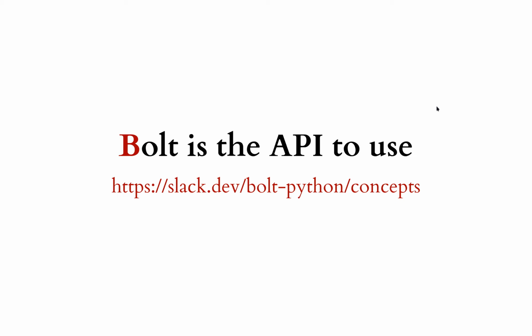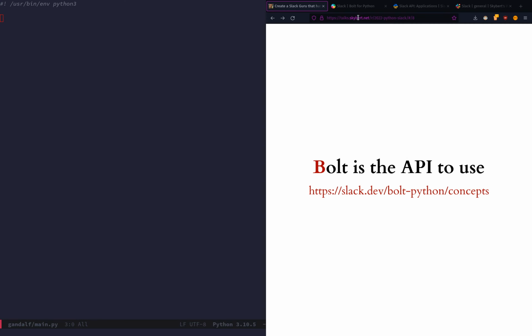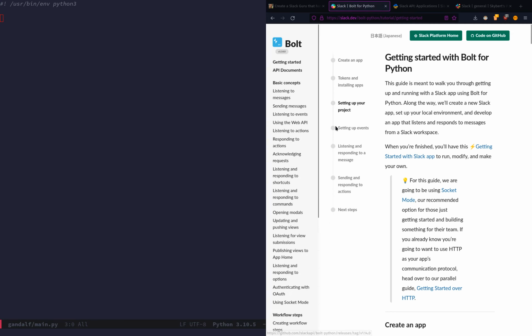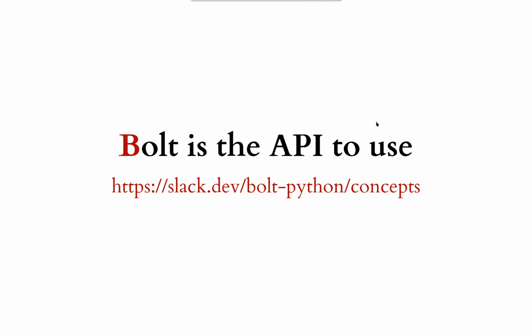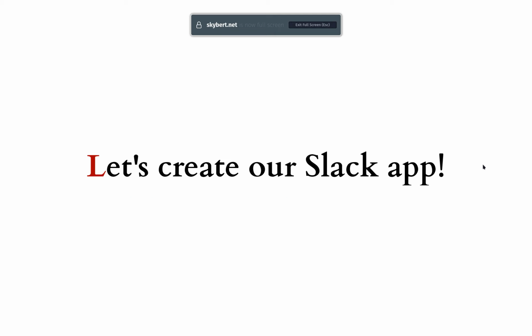So the API to use these days for Slack is something called Bolt, and they have made a great job of documenting that. So I recommend this link. It will take you to this page, and they have an excellent getting started guide that you can follow through. I will not replicate all of that here, but what I will do is use this Bolt API to build Gandalf, basically, for my Slack workspace.